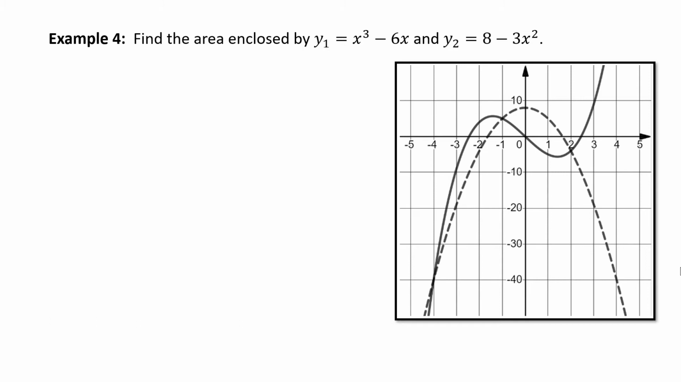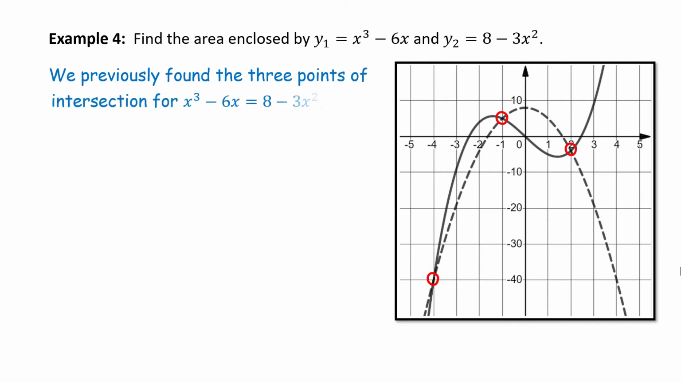Y sub 2 is a downward-facing parabola with y-intercept at 8. The graphs show 3 points of intersection and 2 different regions of enclosed area. We previously found the 3 points of intersection for x cubed minus 6x equals 8 minus 3x squared. The x values we got were x equals negative 4, negative 1, and 2. They match our drawing.